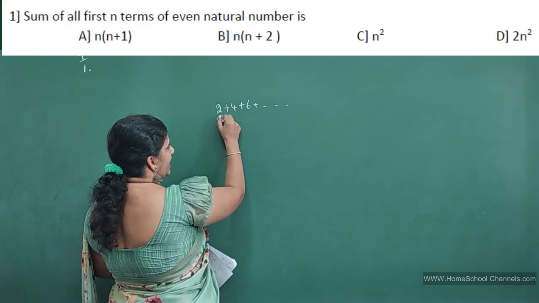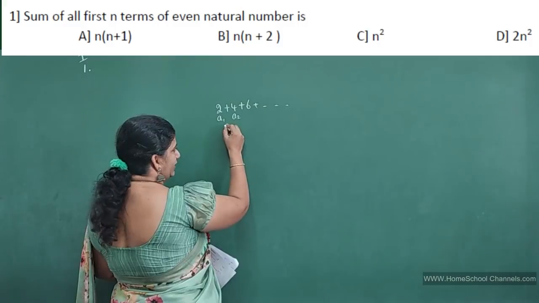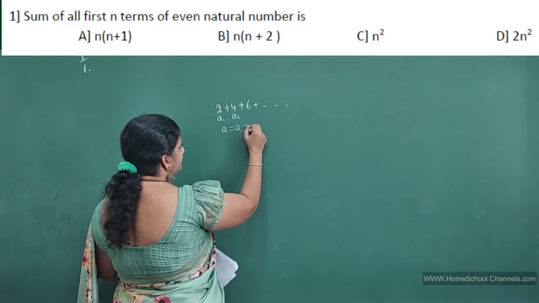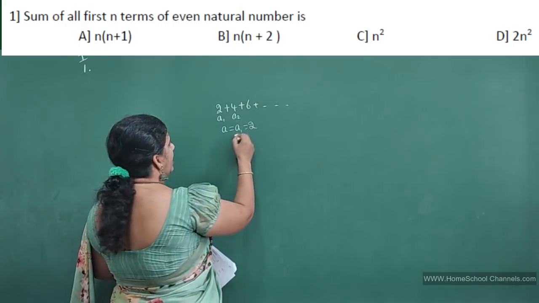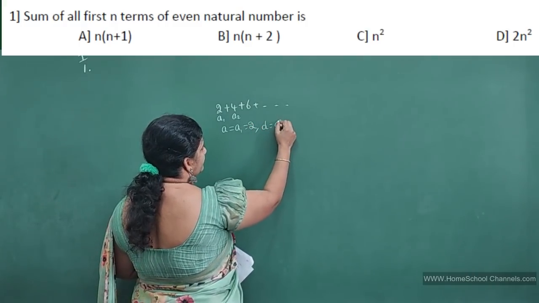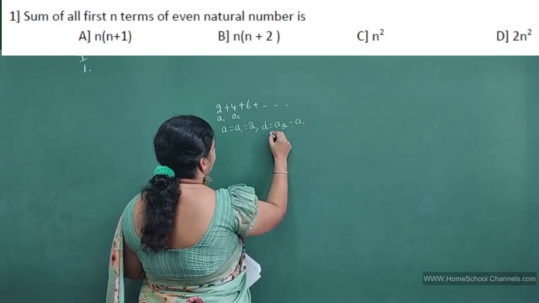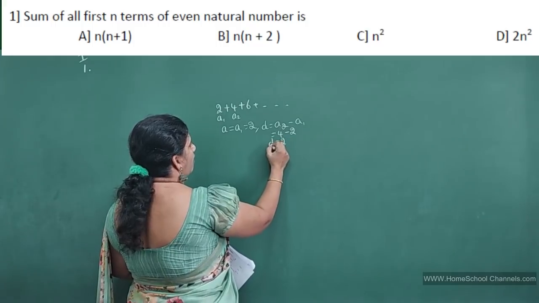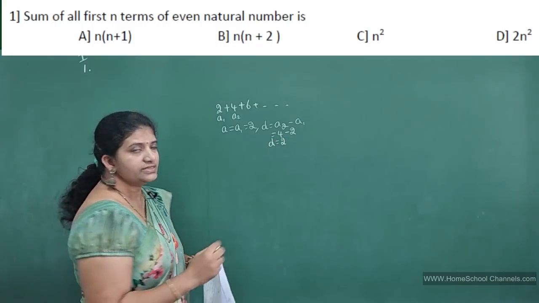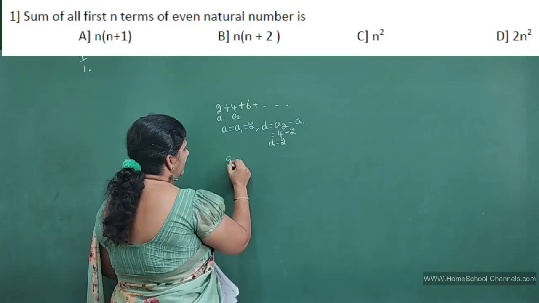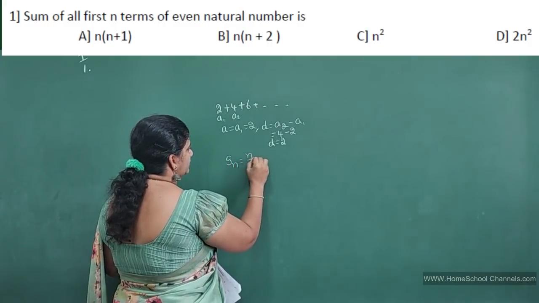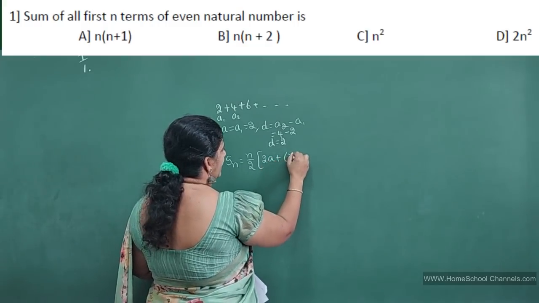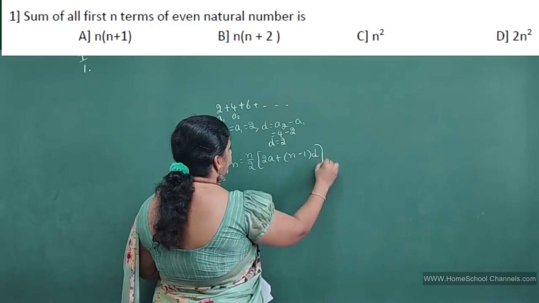First term is A1 or a, second term is A2. We should know a and d first. A is nothing but the first term, a is equal to A1 equal to 2. And common difference is A2 minus A1. A2 value is 4, 4 minus 2 is 2. Common difference is 2. Sum of n terms formula: Sn is equal to n by 2 into 2a plus n minus 1 into d.